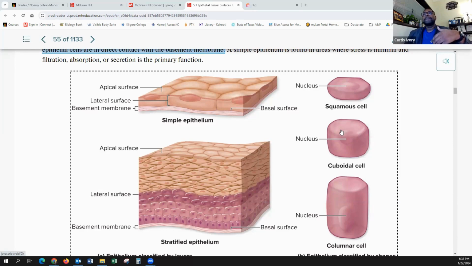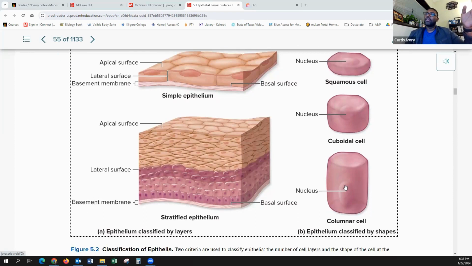Now cuboidal looks like a cube, and it actually does look like a cube in its shape, but instead of sharp edges, they're kind of rounded. And then you have columnar, which are columns, so they're longer than they are wide.